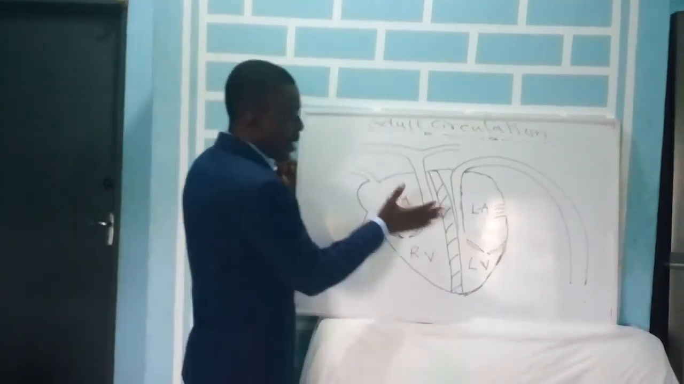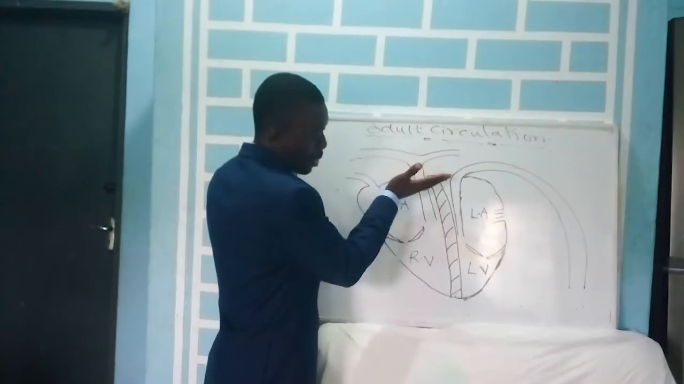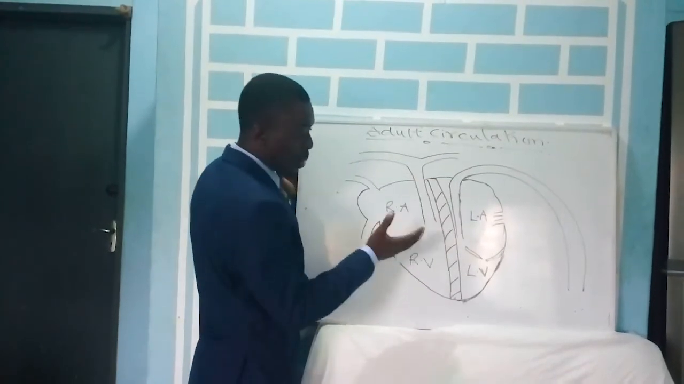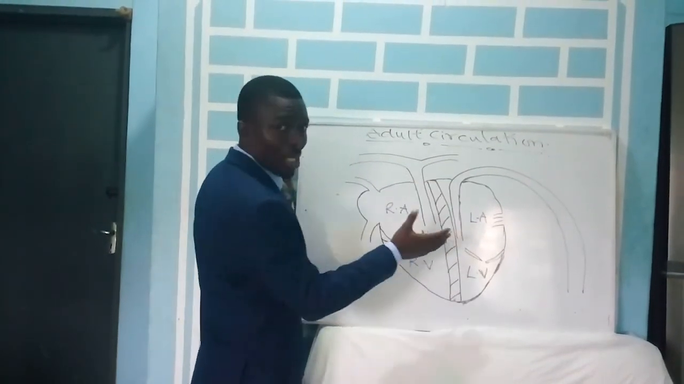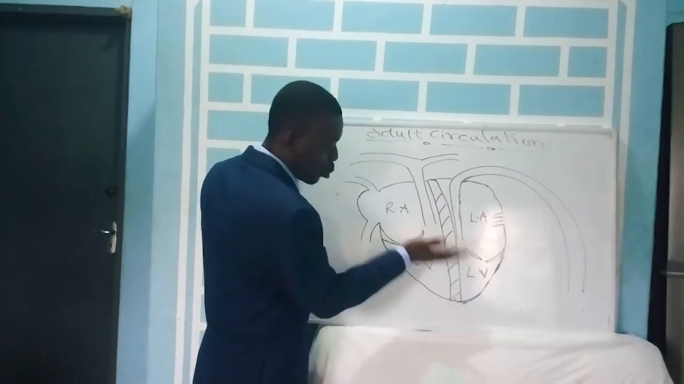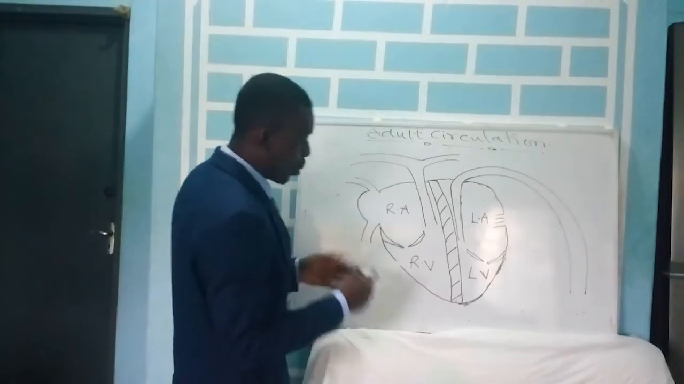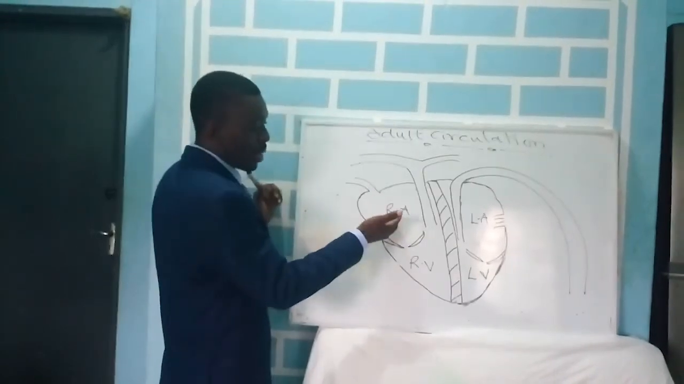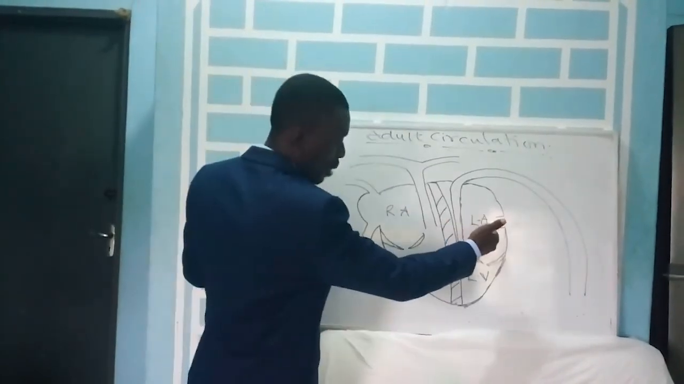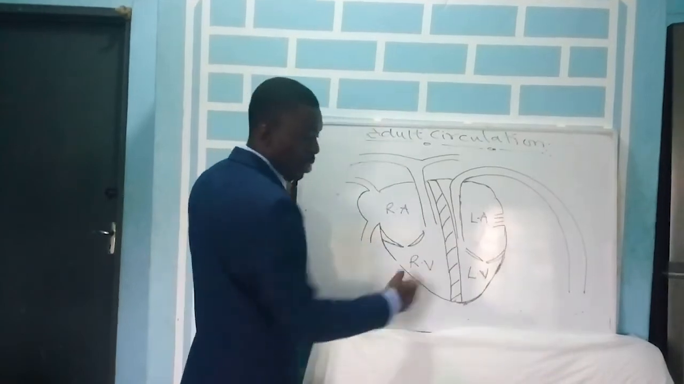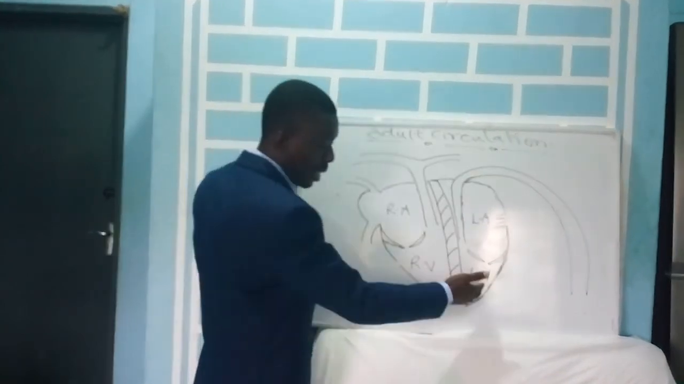So looking at the upper part of the heart and the lower part of the heart, we realize that there are 4 chambers. So 2 chambers for the upper and 2 chambers for the lower. The upper chambers are known as the atria. So for this side, we have the right atrium, and this side is known as the left atrium. Then the lower chambers are known as ventricles. So we have the right ventricle and the left ventricle.